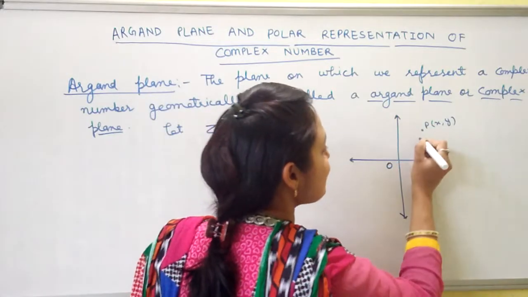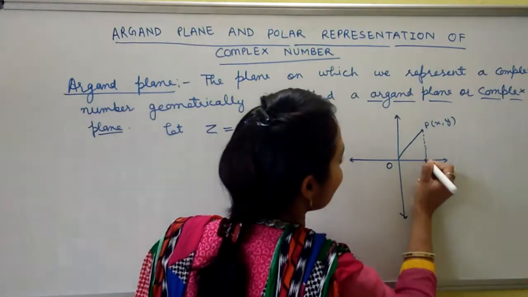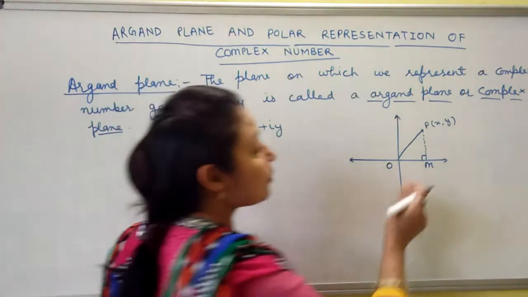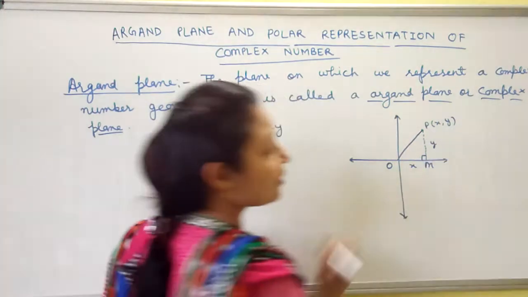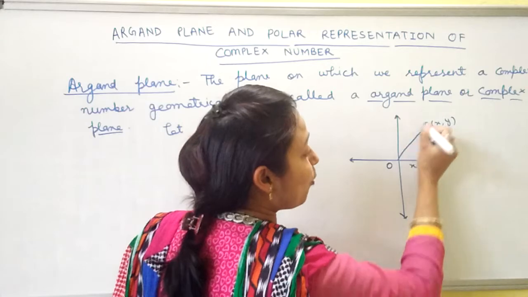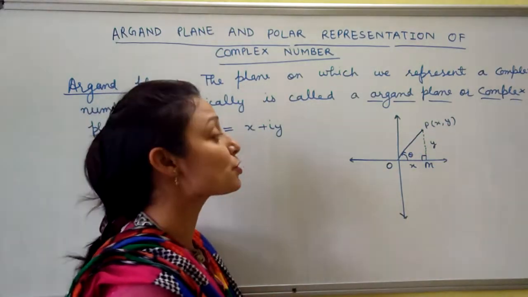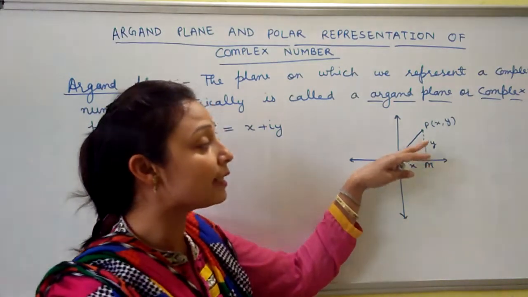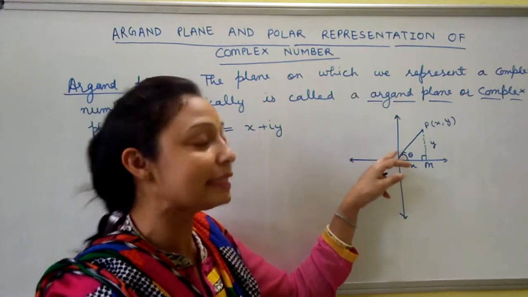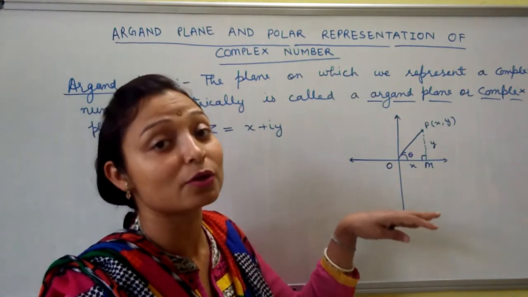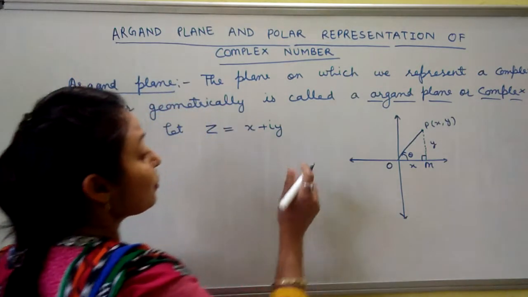So let us suppose this is O, this is P. We join them like this. Let us suppose there is a perpendicular PM. So what is the value of OM? That is x. And what is the value of PM? That is y. And this OP makes an angle theta, which moves in an anti-clockwise sense. The OP makes the angle theta with the positive direction of x-axis in an anti-clockwise sense, that is called the amplitude or argument.